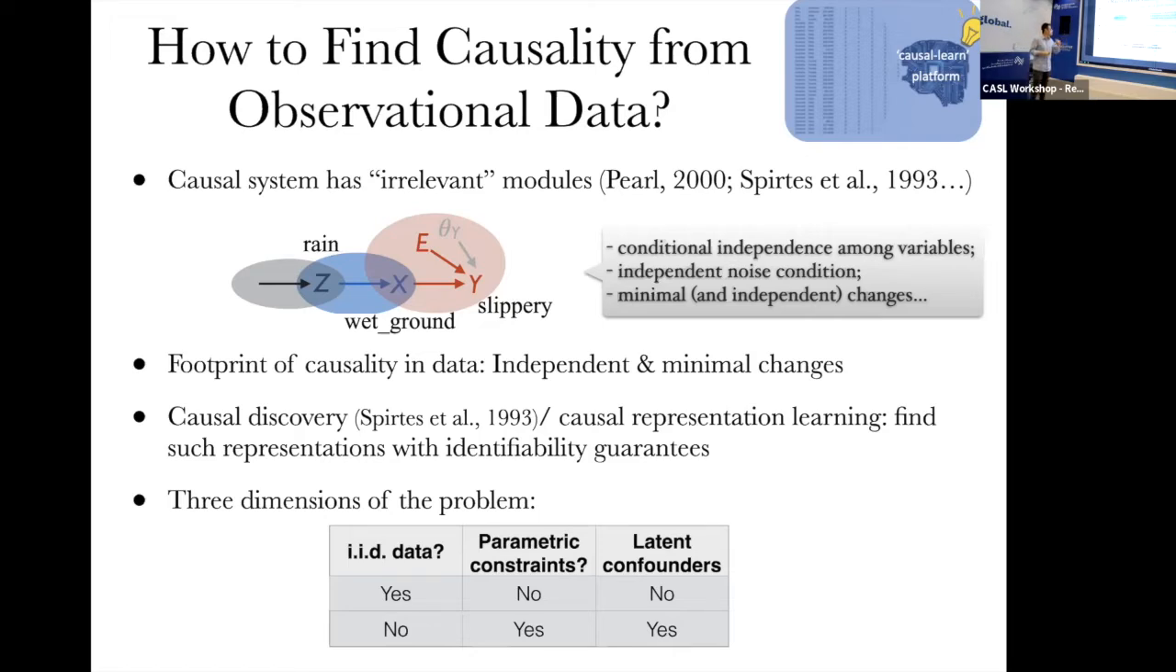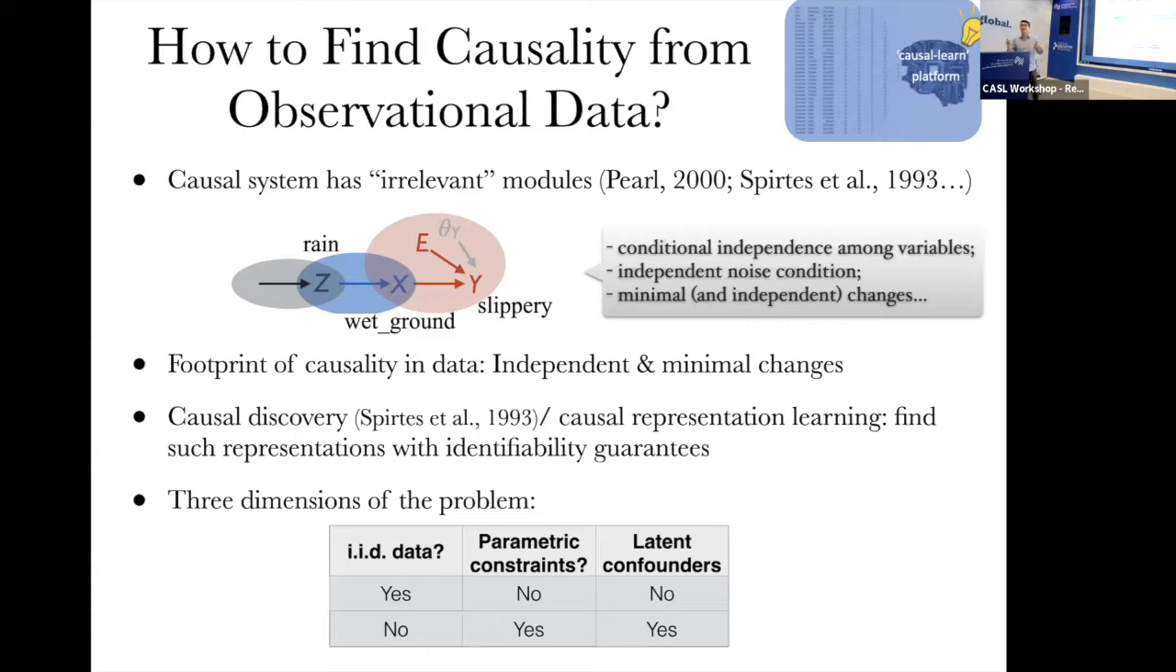Okay, now let's consider the problem, the three axes of the problem. First, what kind of data do we have? Do we have IID data as input? Or do we have heterogeneous or non-stationary data or temporal data as input? So this is the first dimension. The second one is whether we can benefit from some parametric constraints, like linearity constraints, right?